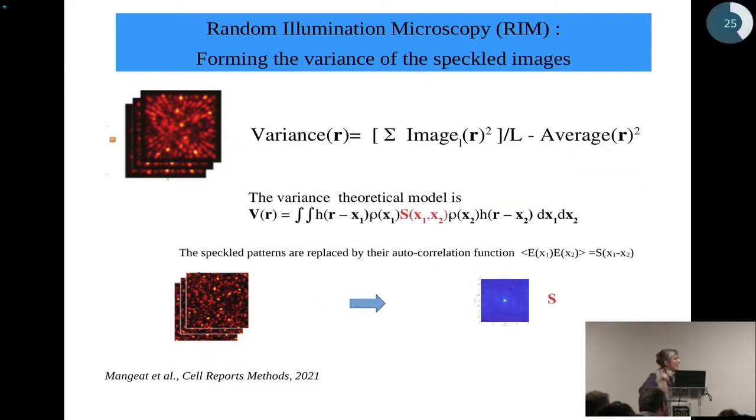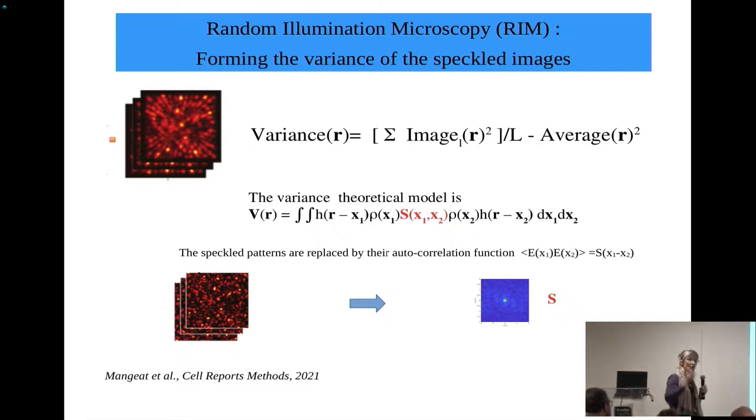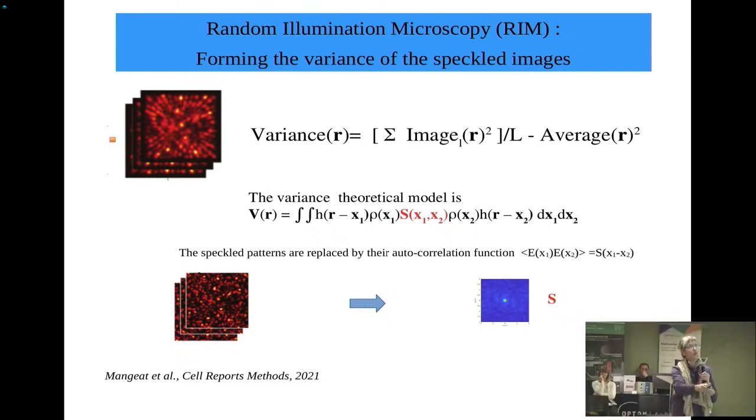So now let's do something else. Let's do the variance of the images. If you do the variance of the images, you have to take each image, square it, sum them, and then remove the average, squared. This is the way you build the empirical variance of the images. And if you do the theoretical model, you see that all the speckle patterns disappear, and they are replaced by a function which is the autocorrelation of the speckle. So this is the model that links the variance to the fluorescence density.